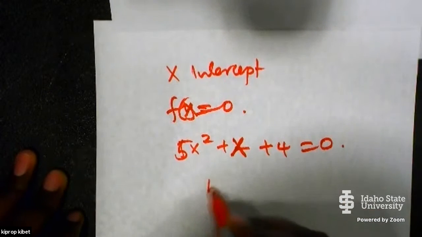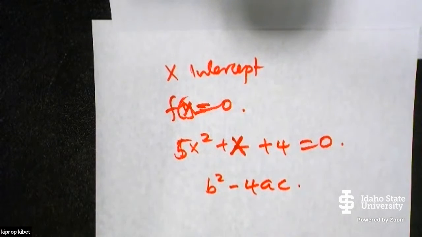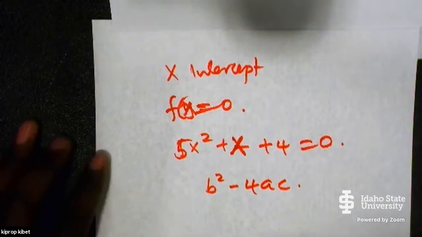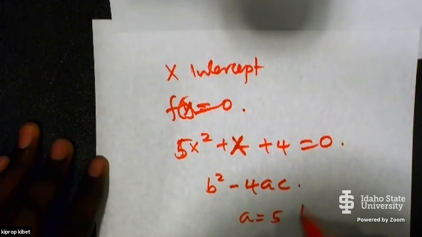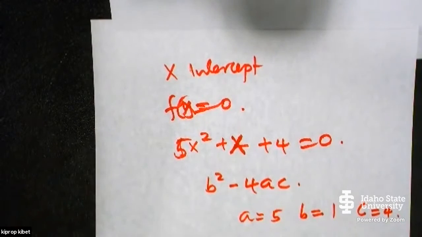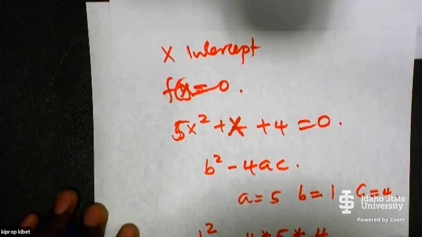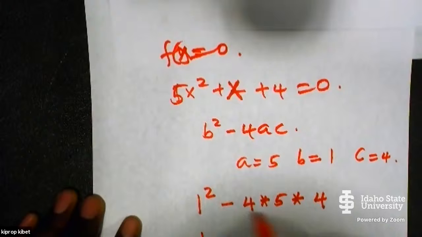Let's use b squared minus 4ac. Let's see whether this one will give us two solutions of x, okay? So our a equals 5, our b equals 1, and our c equals 4. So b is 1. 1 squared minus 4 times a, 5, times c, 4. So 1 minus what? So this one is 80?